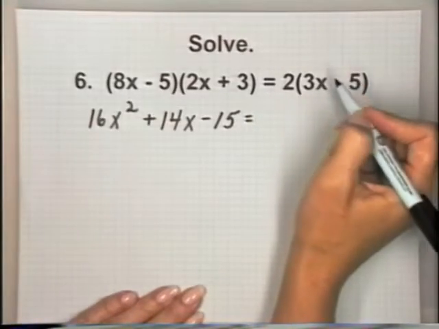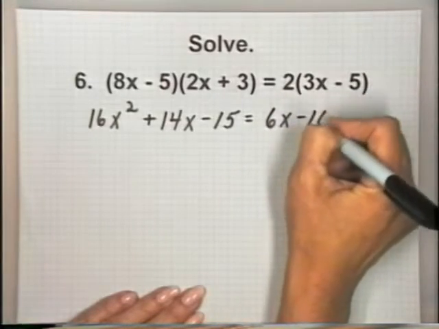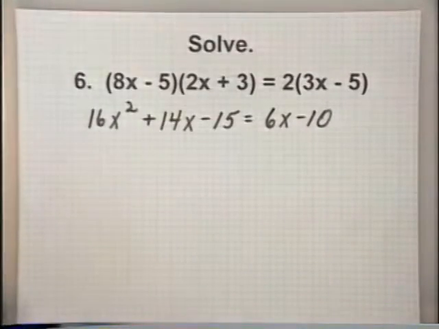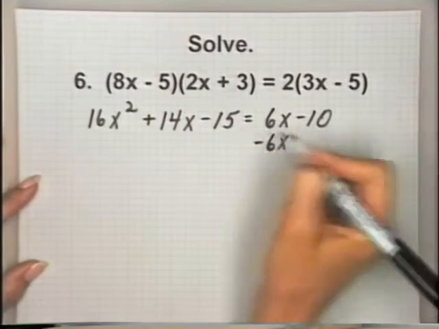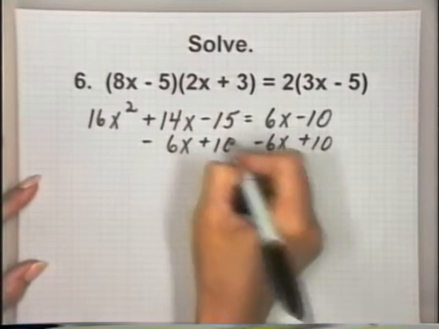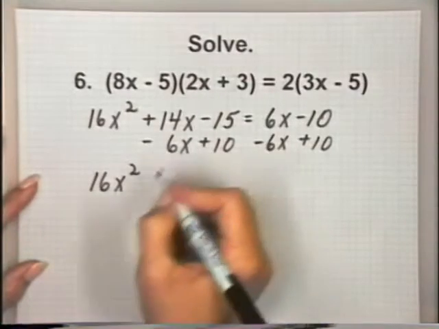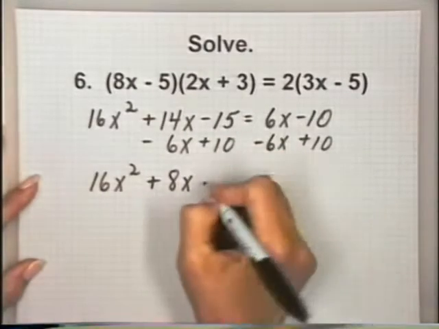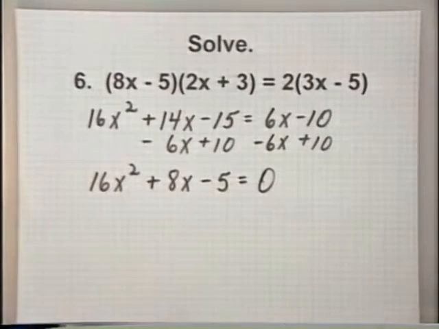On the other side of the equation, let's distribute the 2. 2 times 3x is 6x. 2 times negative 5 is negative 10. It's very obviously quadratic, isn't it? It has the quadratic term. Let's write it in standard form. Let's subtract the 6x from both sides. Let's add the 10 to both sides. So we get 16x squared. 14x subtract 6x gives us a positive 8x. Minus 15 plus 10 gives us a negative 5 equals, and on the other side we get 0.